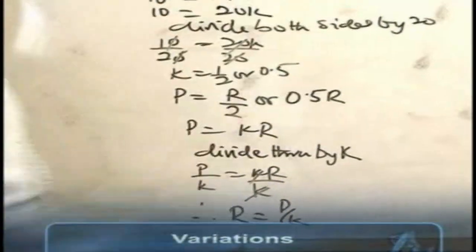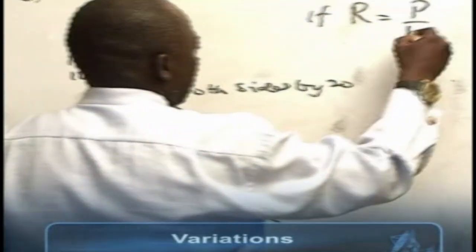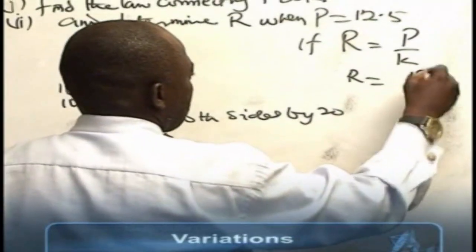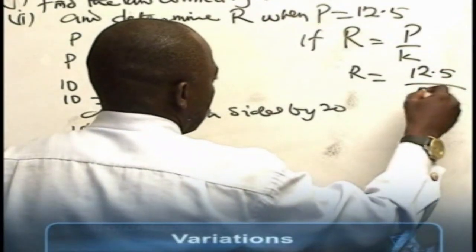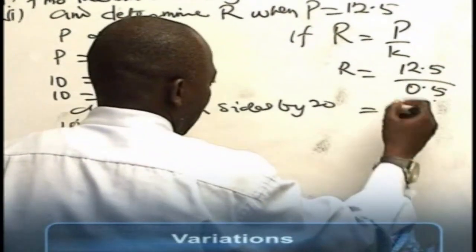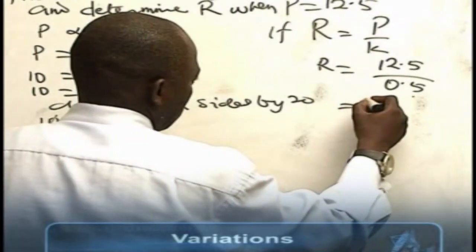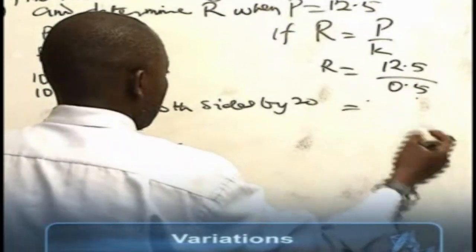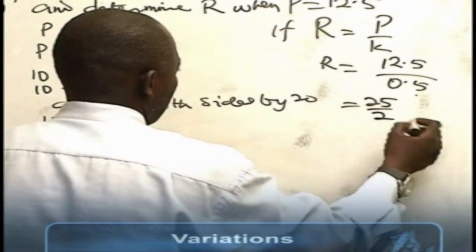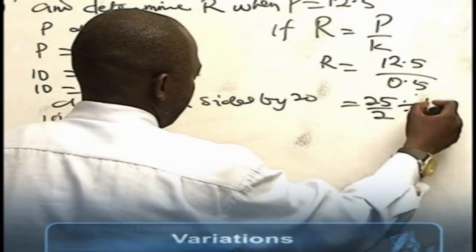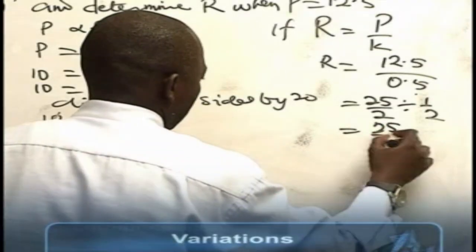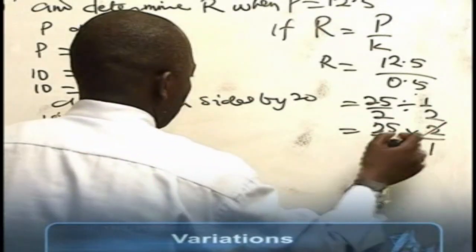So then we're asked to find R. If R equals P over K, then R equals 12.5 divided by 0.5. You can change it to fractions instead of decimals. So 12.5 is 25 over 2, divided by half. Again, 25 divided by 2 times 2 over 1, and then the final answer will be 25. So R is 25. This is direct variation.